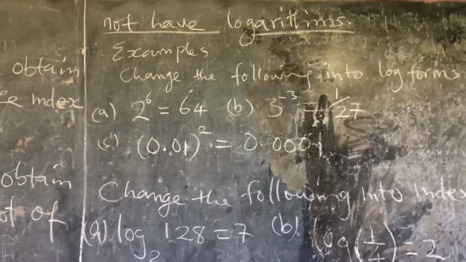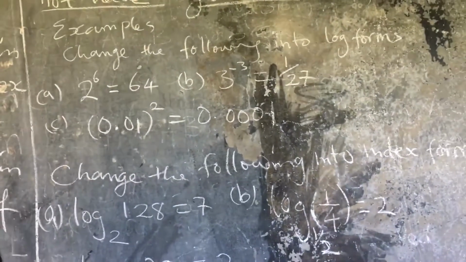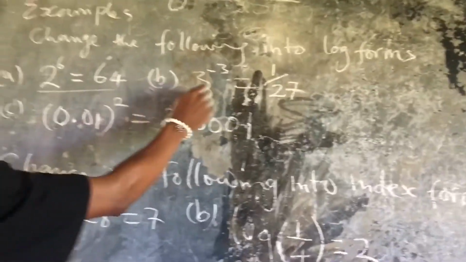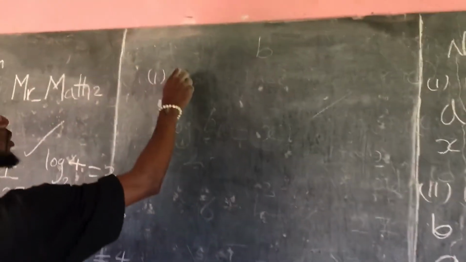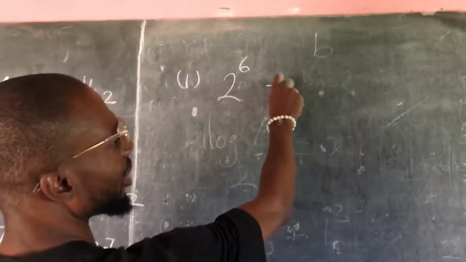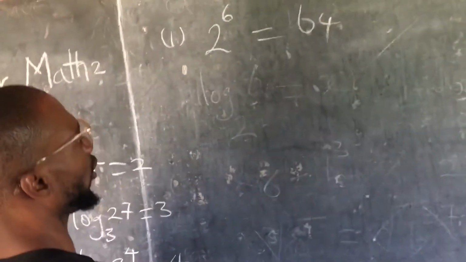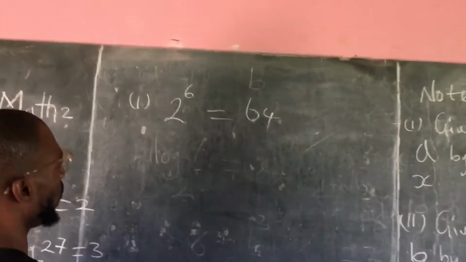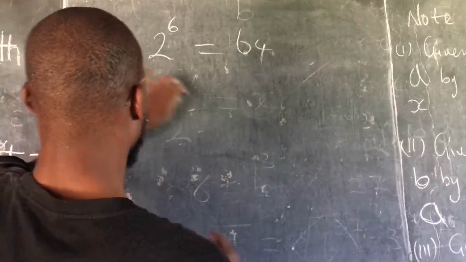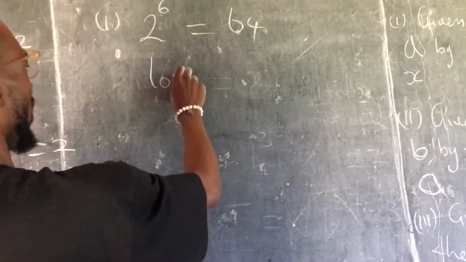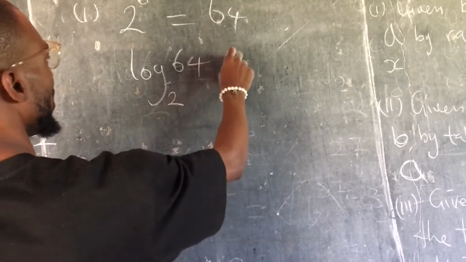Now let us take an example. They say change the following into log forms. All these are expressed in index form. The first one says 2 raised to the power 6 is equal to 64. To change that to log form, we take the power, 6, and carry the log. We say log of 64 to base 2 is equal to 6.